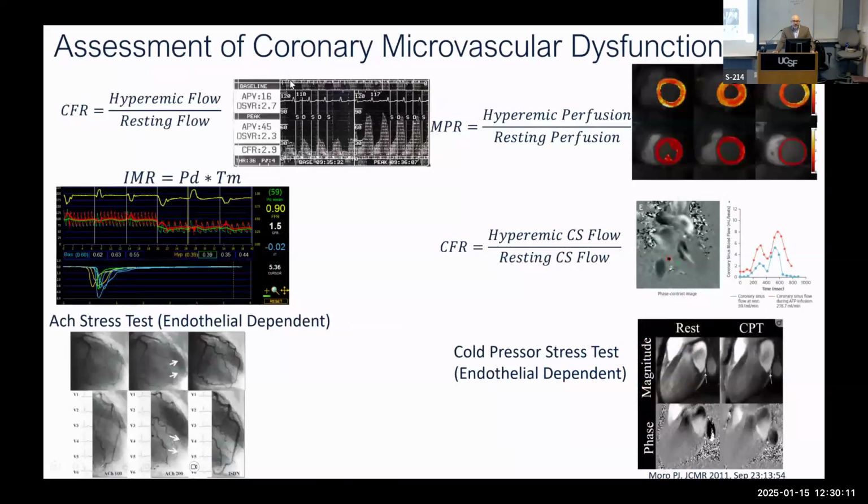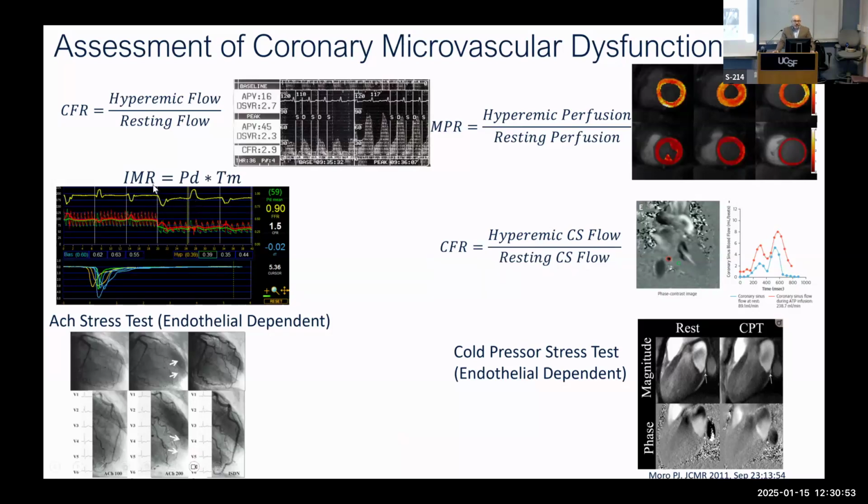So we know there's a lot of ways invasively of assessing coronary microvascular dysfunction. We can do coronary flow reserve, where we measure the hyperemic flow at Doppler over the resting flow. That ratio is coronary flow reserve. The MRI or PET equivalent would be the myocardial perfusion reserve, which is the hyperemic perfusion divided by the resting perfusion. Another way of getting at the coronary flow reserve is to measure the blood flow in the coronary sinus at stress and at rest, and that difference can give us the coronary flow reserve.